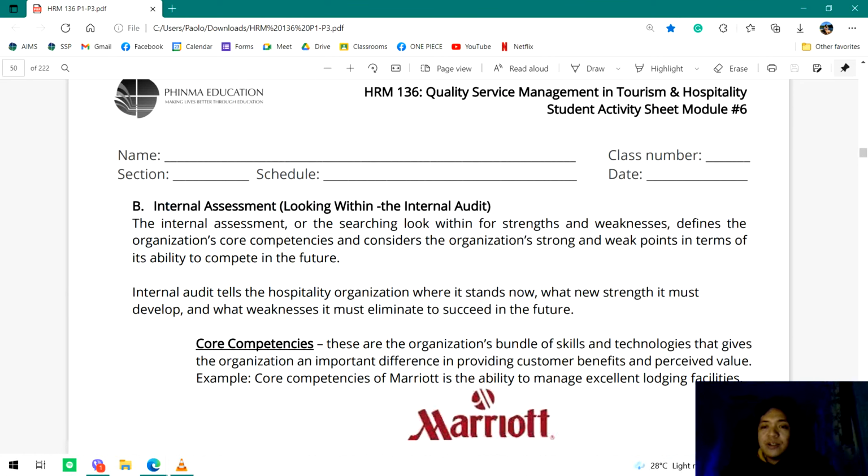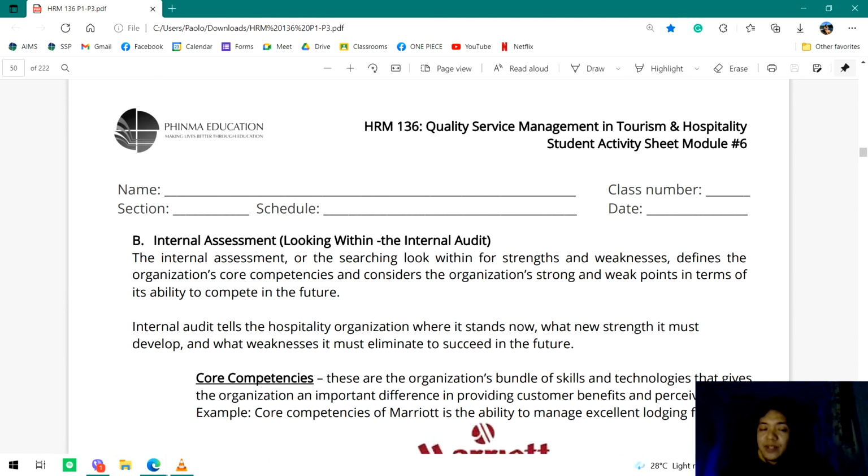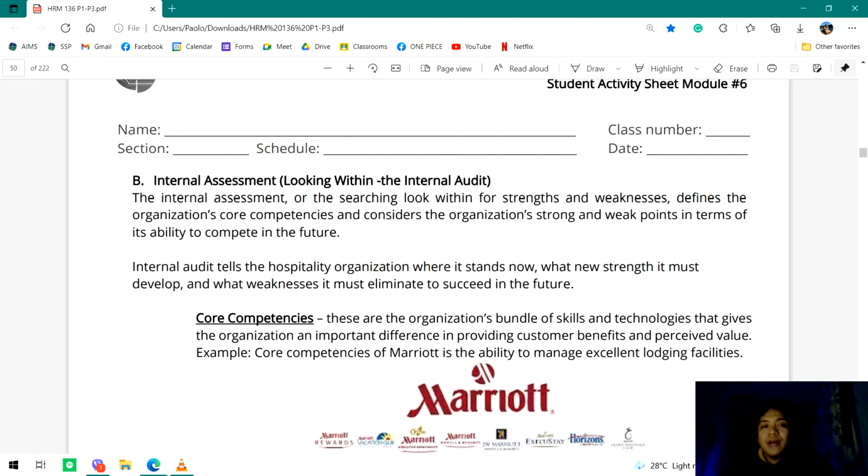Next, you also have to assess everything that you can control as the organization. And ano yung mga kaya niyong i-control as your organization? It is your strengths and your weakness. So you have to know yourself first.